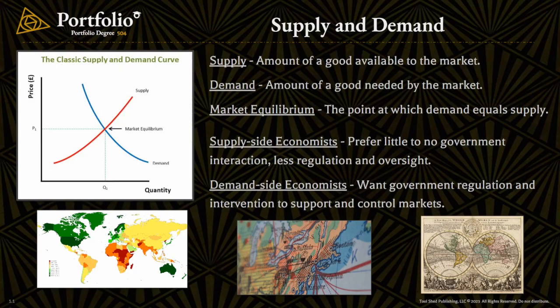Going a little bit beyond the basics, you also have supply side economics, where economists want little to no government interaction and encourage less regulation and oversight. Then there's demand side economics, where government regulation and intervention is encouraged to help support and control markets and market outcomes. Most politicians support a demand side economic outlook because it gives them the oversight.